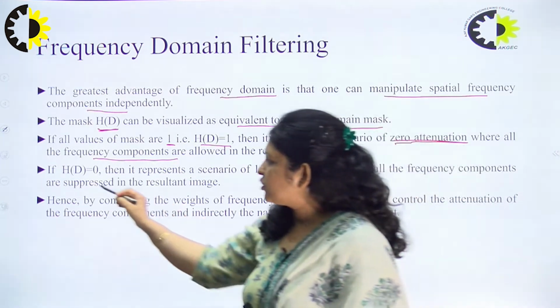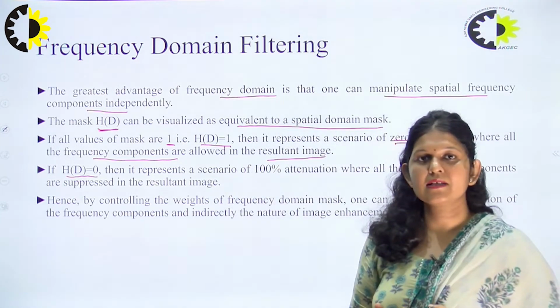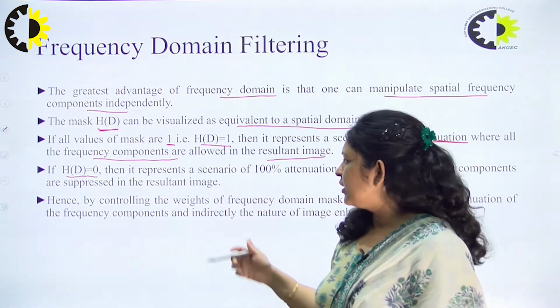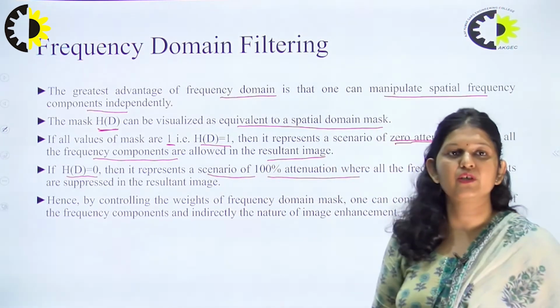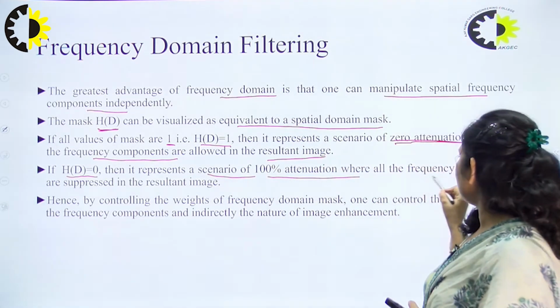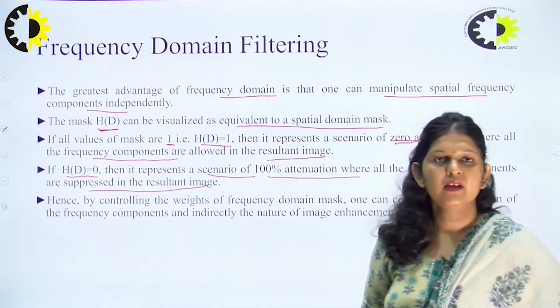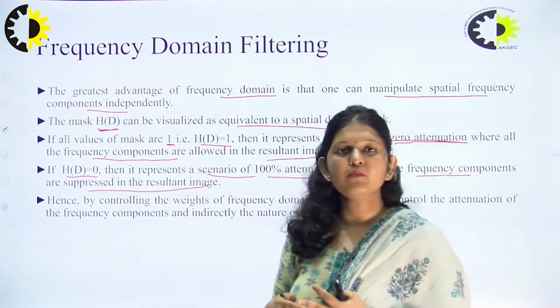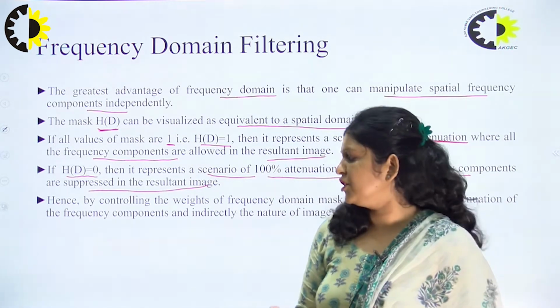If I have H of D equal to 0, that is, I am applying a mask which has the value 0, then this is a scenario in which there would be 100% attenuation, where all the frequency components are suppressed in the resultant image. That is, we are totally removing all the frequency components from the image.